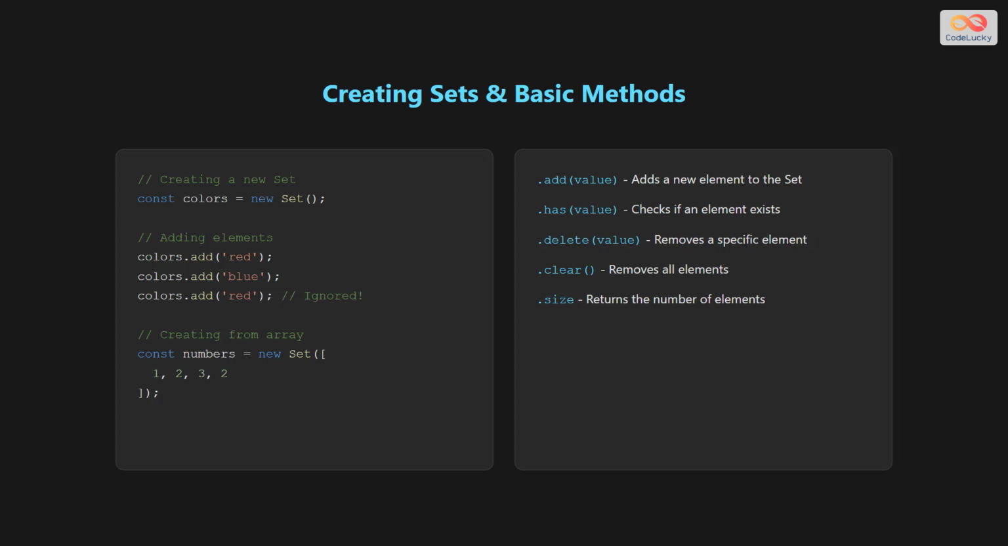You can add elements to a set using the add method, and any duplicate values added to the set are ignored. A set can also be created from an existing array. Some of the basic methods include add, which adds a new element to the set, has, which checks if an element exists, delete, which removes a specific element, clear, which removes all elements, and size, which returns the number of elements.